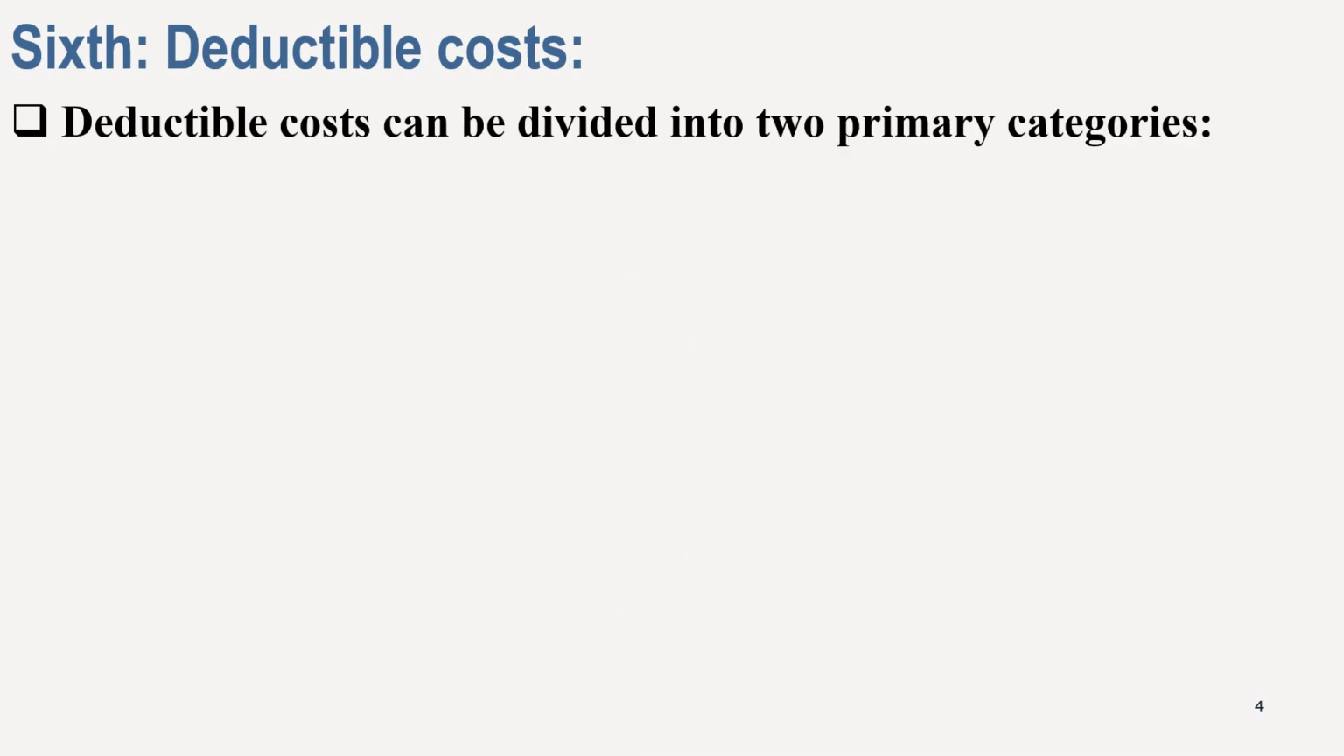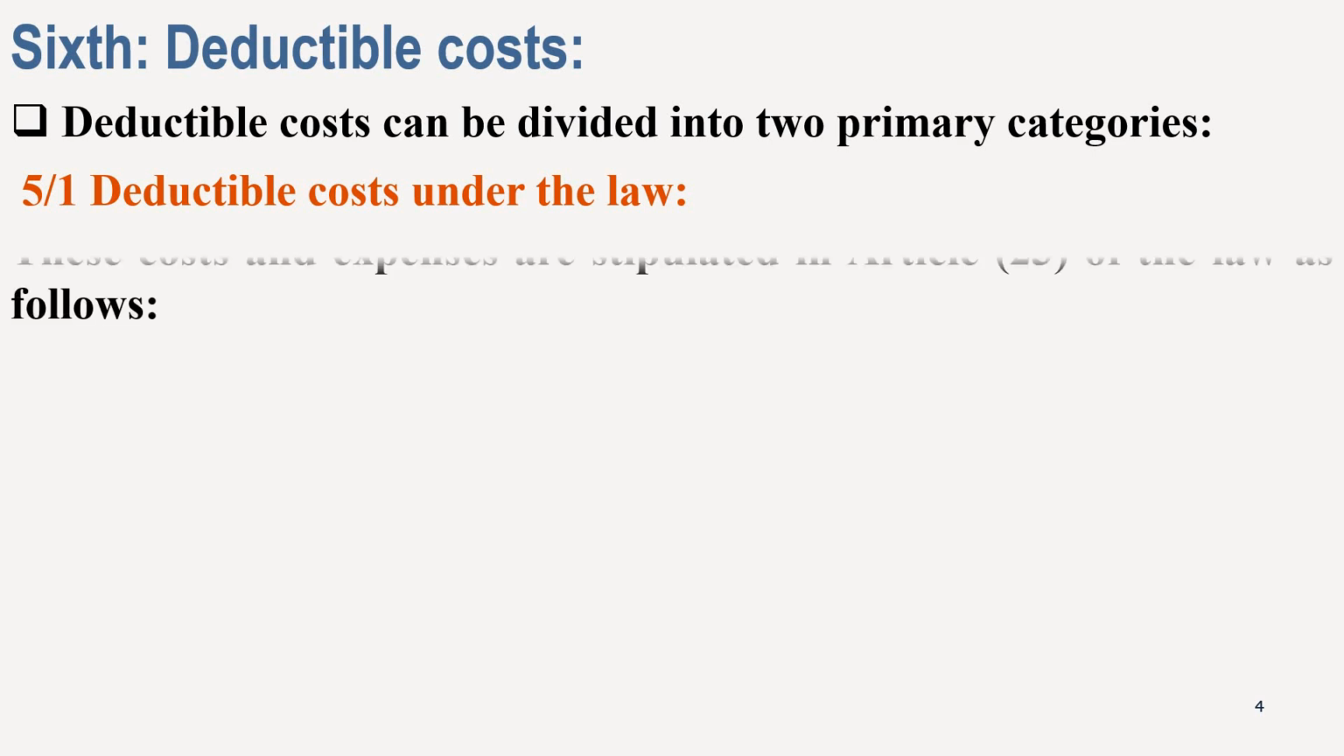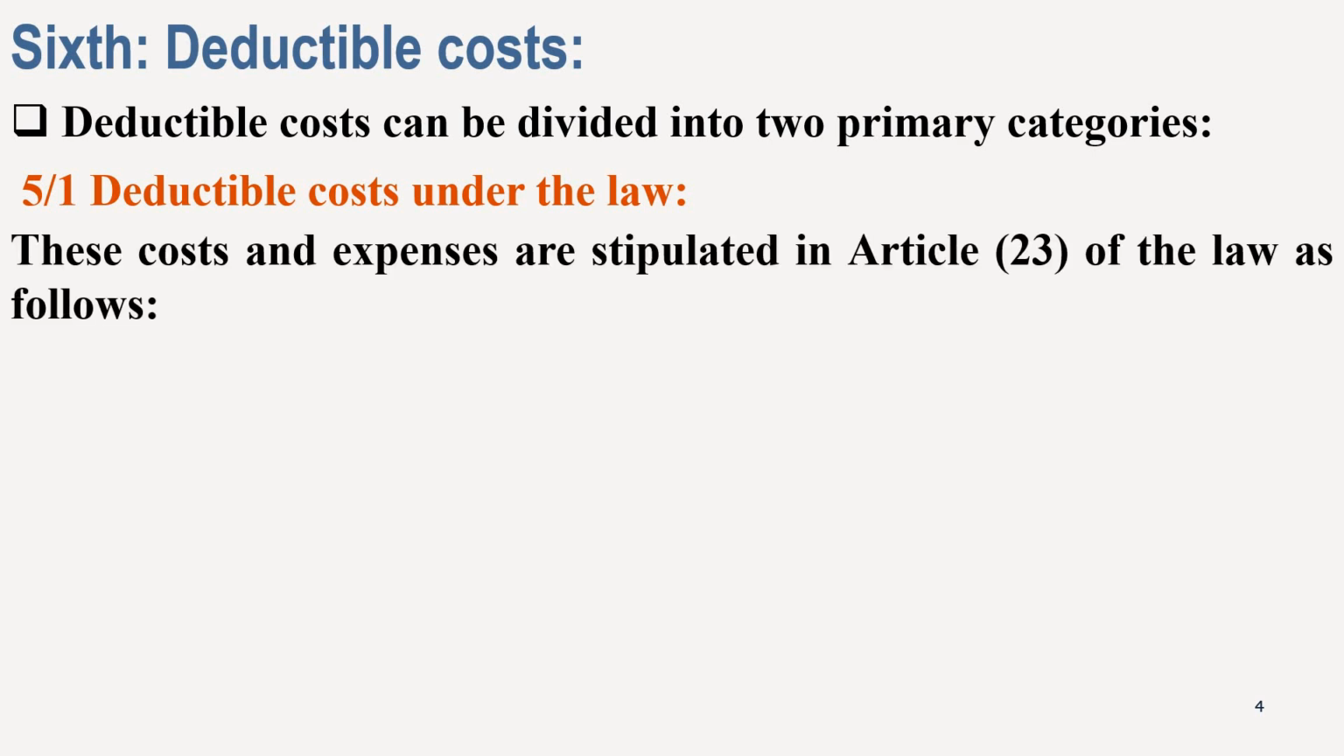Deductible costs can be divided into two primary categories. The first category is deductible costs under the law. These costs and expenses are stipulated in Article 23 of the law as follows.